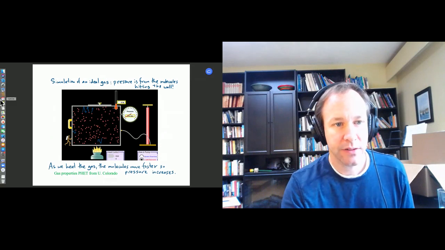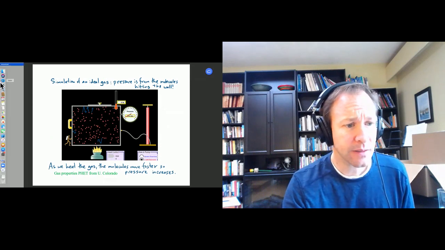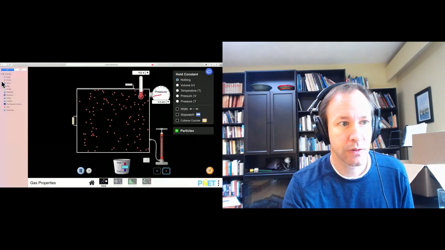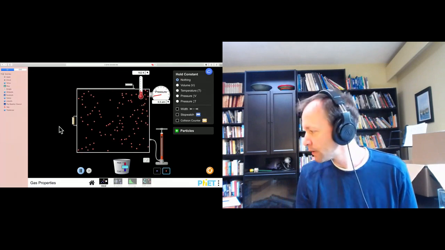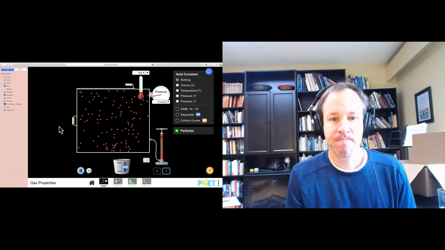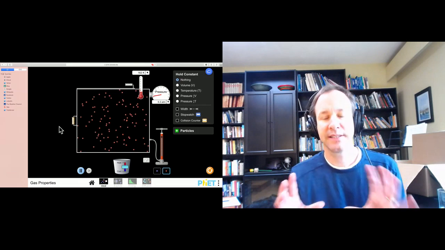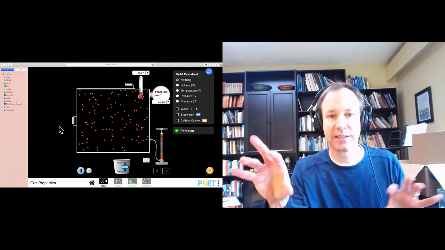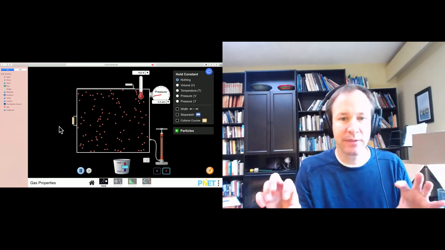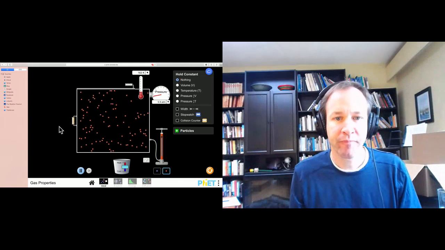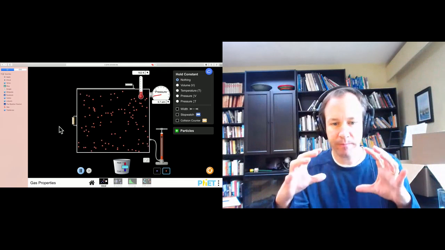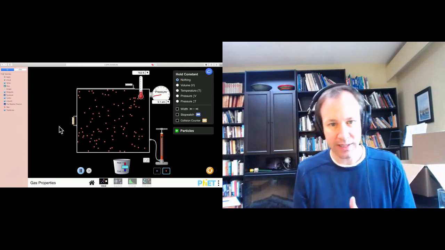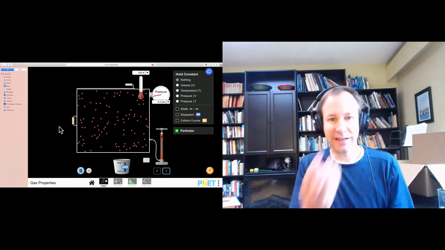So I'm going to show you a simulation just to help visualize this. Okay. There we go. So what we've got here is a simulation of an ideal gas. And so these red objects are molecules or atoms, and they're just bouncing around. So if we think about the molecules in the air, there are really a lot of them, number one, and they're actually moving very, very fast.